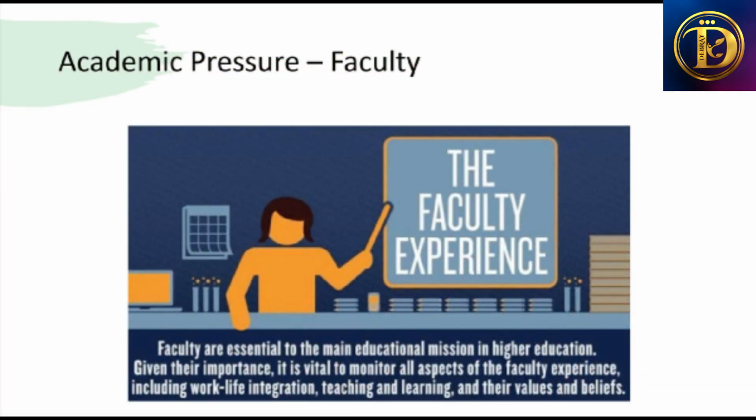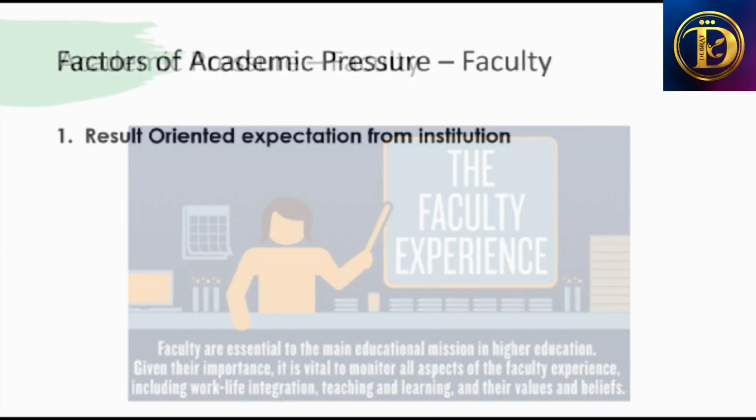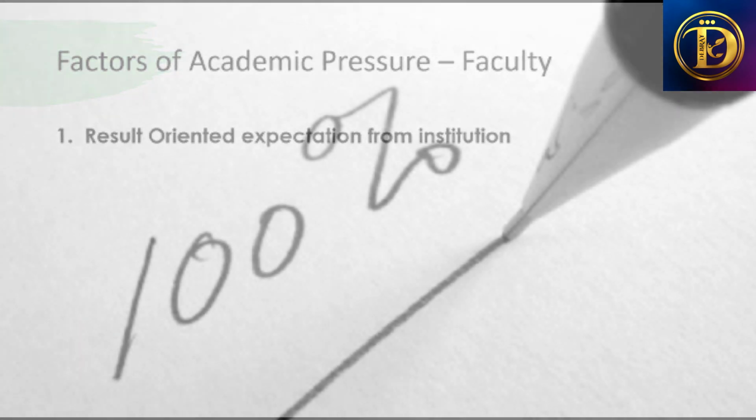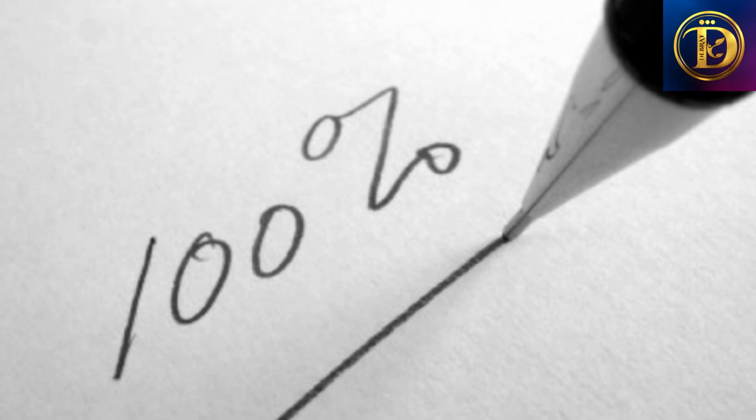Second type of factor of academic pressure is pressure from faculty. Number 1, result-oriented expectation from institution. Institutions expect marks and 100% pass results from every subject. Institutions put faculty under pressure for not bringing all students to the same level, which is impossible. Comparing other faculties with one and playing the shame and blame game.